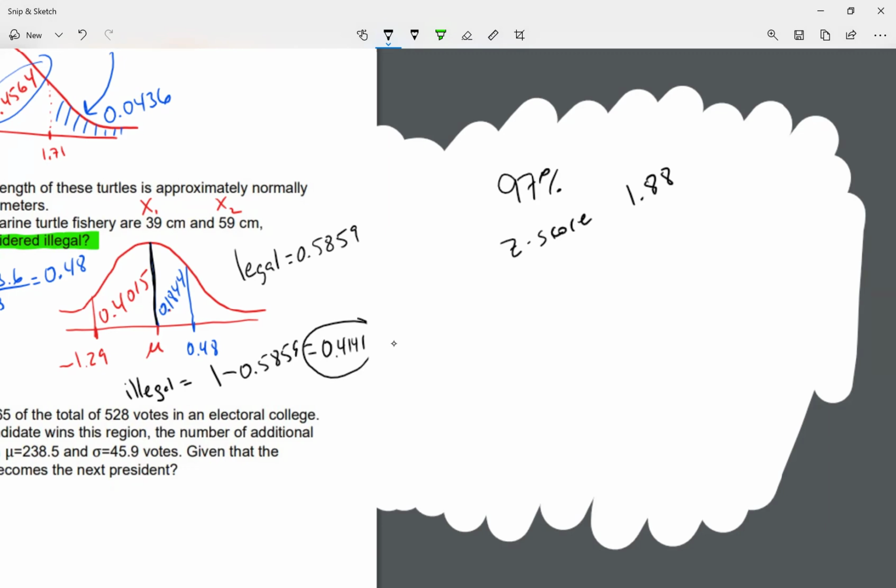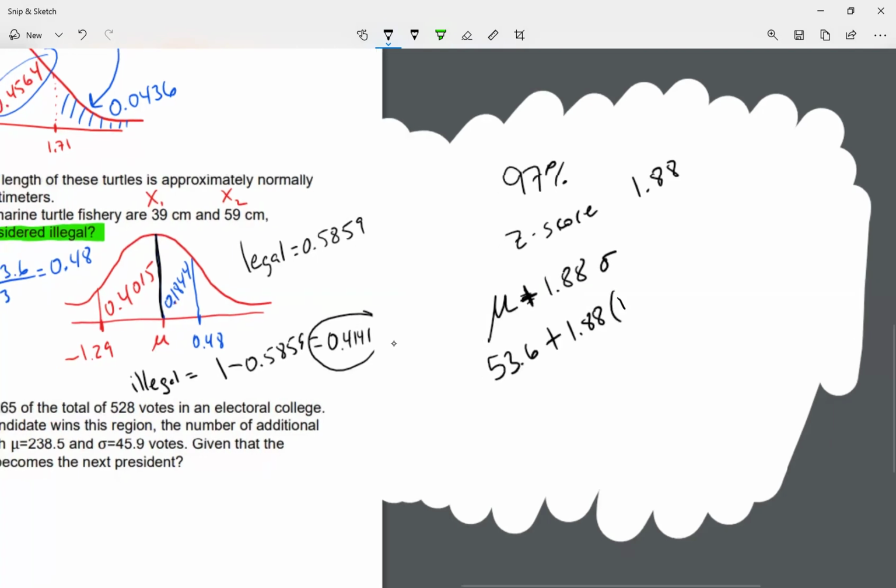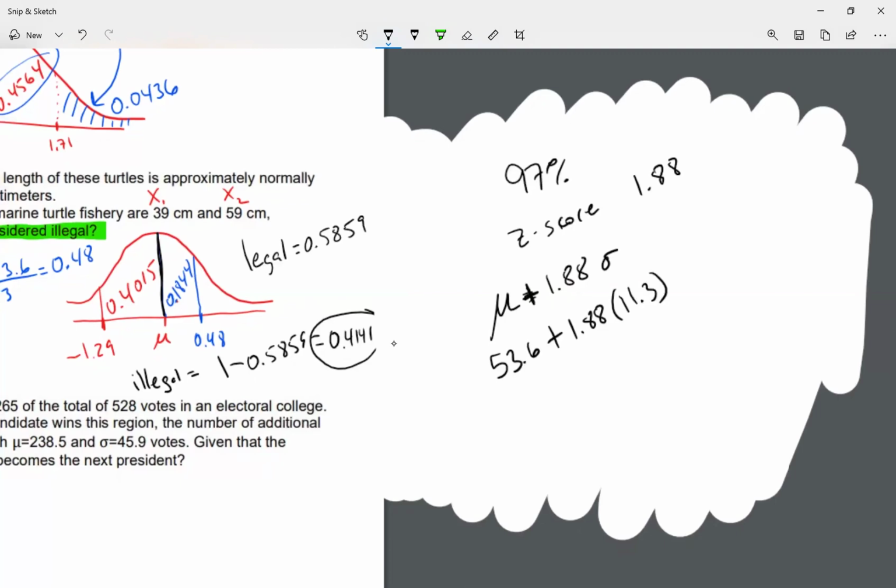Okay. So what I'm going to do is go my mean plus 1.88 standard deviations. And that's the biggest size of the fish that I want. According to my C-score, according to my percentage, I got my C-score. So according to that, I'm going to go my mu, my average, we said it was 53.6, plus 1.88 times 11.3. 11.3 is my standard deviation. I'm going to use a calculator.